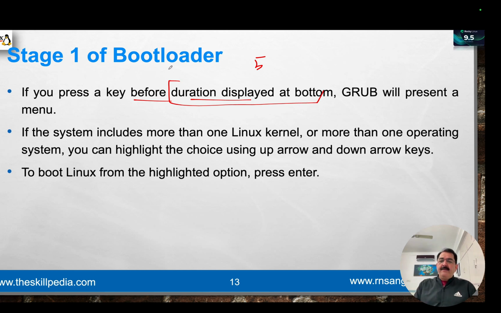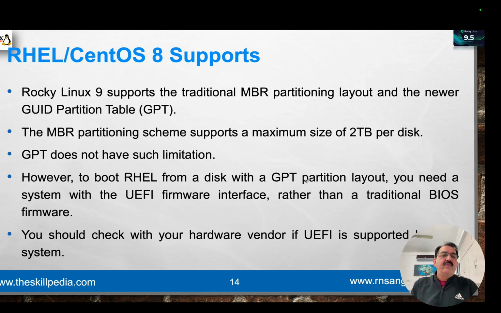GRUB will present a menu. If the system includes more than one Linux kernel or more than one operating system, you can highlight the choice using arrow keys. To boot Linux from the highlighted kernel or highlighted option, you simply press the enter key. That's what we did. Rocky Linux 9 supports both the traditional MBR partitioning layout and the newer GUID partition table, GPT.